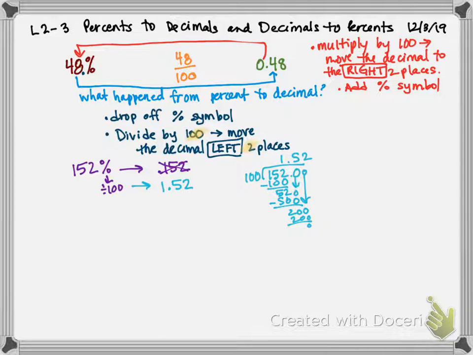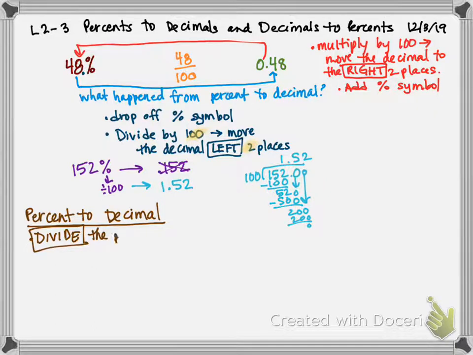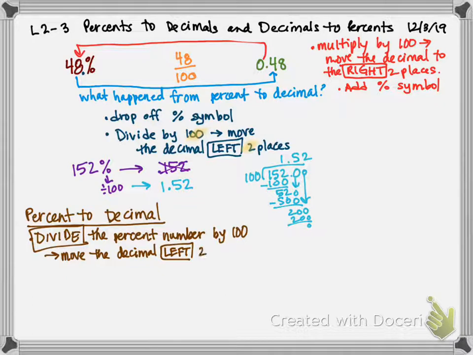Okay, so let's write this out again. Let's go from percent to decimal. We are going to divide the percent number by 100. That means we're going to move the decimal left 2 places. Now you might say, hey, didn't we already write this up above? The answer is yeah, we did. But we're just going to go ahead and make it look a little neater.